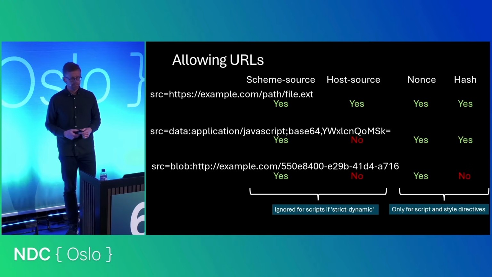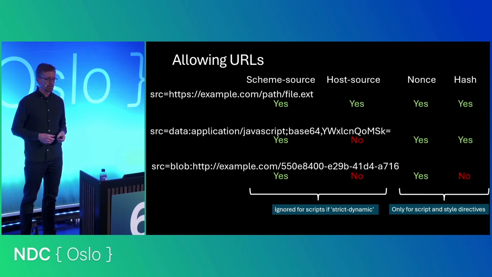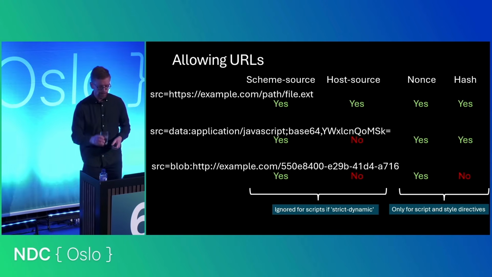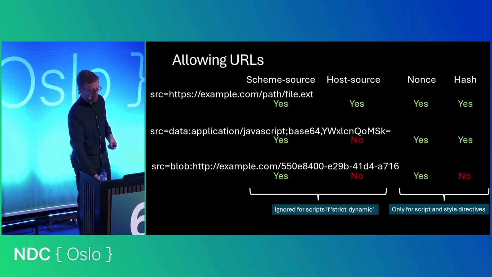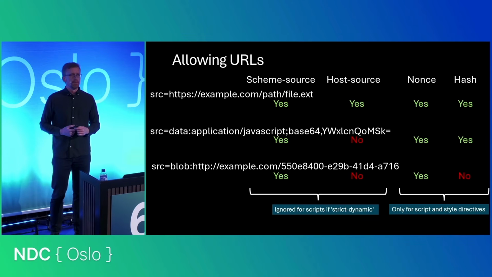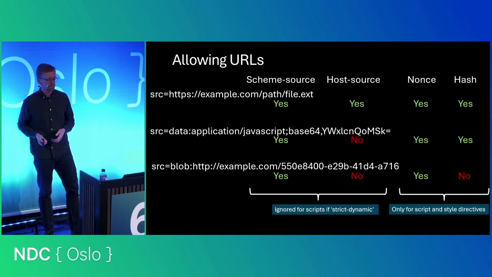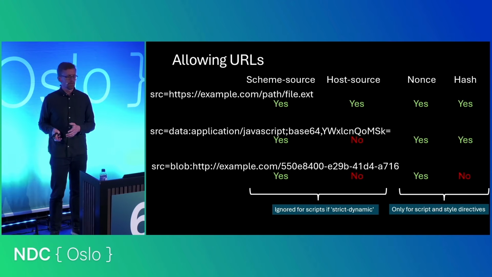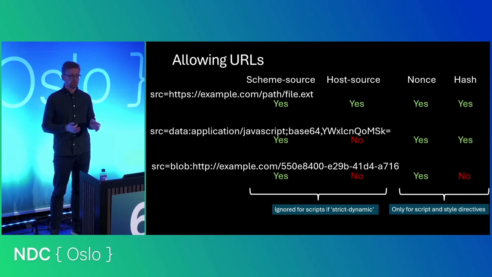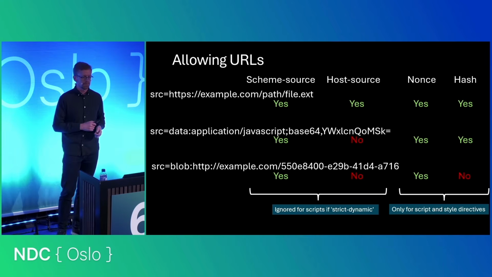So, a bit of a recap, and a summary of how you can allow the different sources. First, URLs. If we have a regular HTTPS URL, you can add it as a scheme. It's very broad. You can add the host. And if you are in styles or scripts, you can also use a nonce or a hash. And if you are using strict dynamic for scripts, you cannot use schemes or hosts, and you are limited to those on the right side, the nonce and the hash.